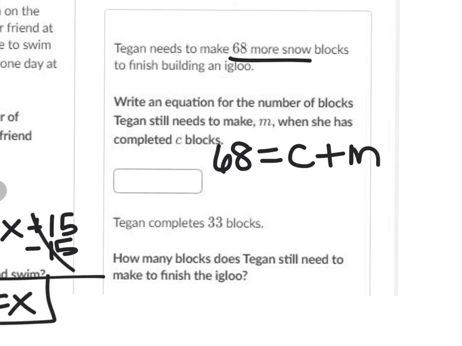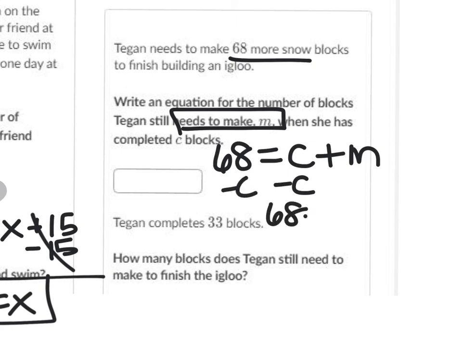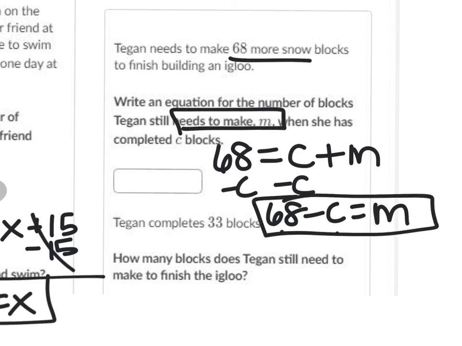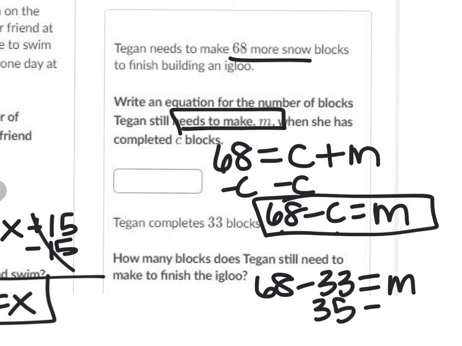Okay, so when you want to figure out how many you need to make, you need that M by itself. So we're going to subtract C. You can subtract letters, that's fine. So 68 minus C. She needs 68 total. She's already completed however many, and that leaves how many she still needs to make. Okay, she completes 33 blocks. So now she's already completed 33. So we just need to subtract those two to get how many she still needs to make, which gives us 35. Okay, so those are the two skills today.